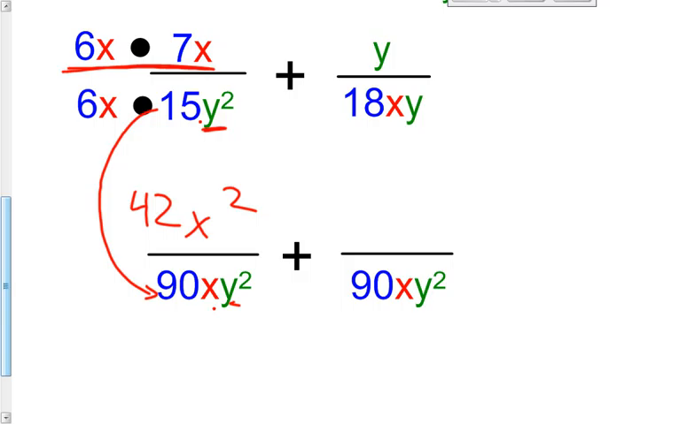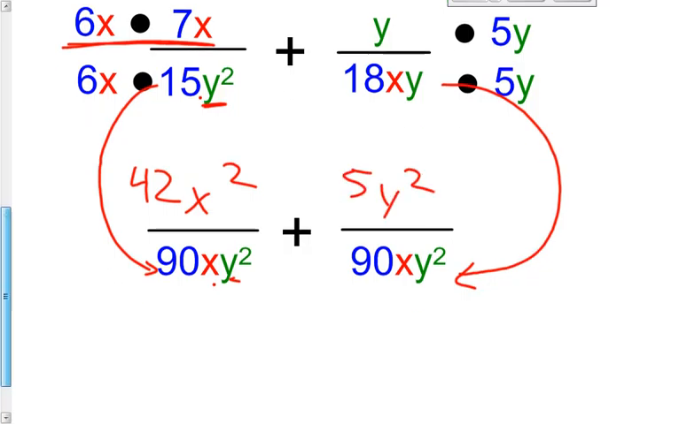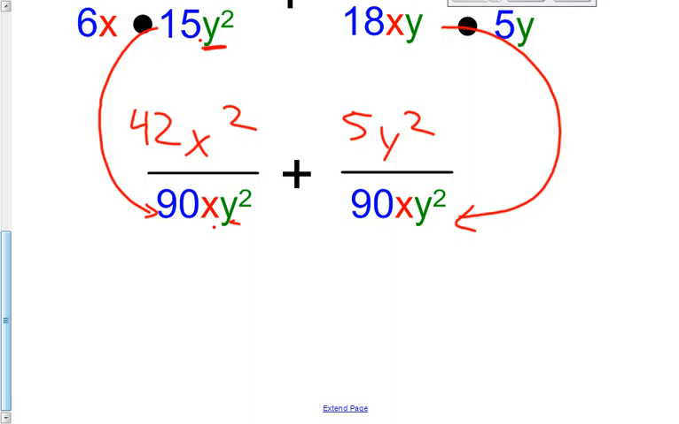In the same way, what did you have to multiply this by to get down to here? Well, you had to multiply it by 5y. If you multiply the bottom by 5y, you certainly have to multiply the top by 5y. In that way, getting 5y squared. So our answer, not our answer, sorry, our next step is getting that 42x squared plus the 5y squared.